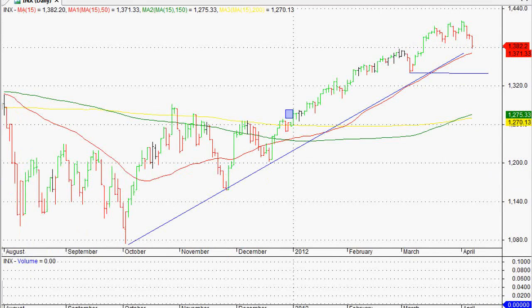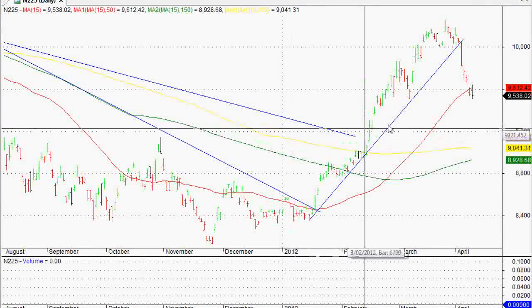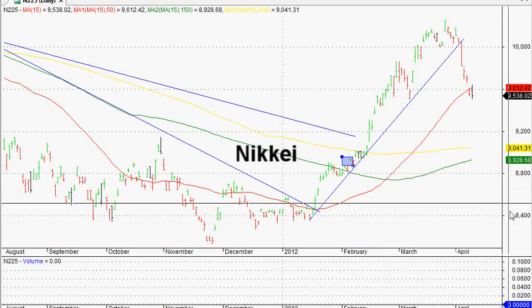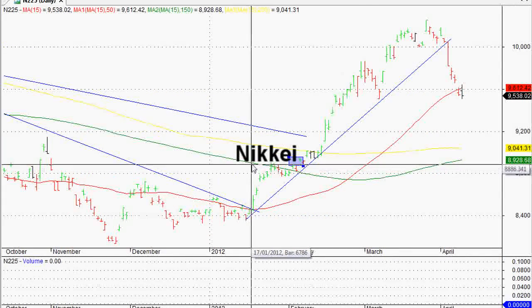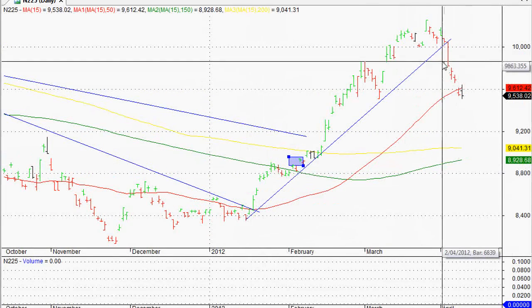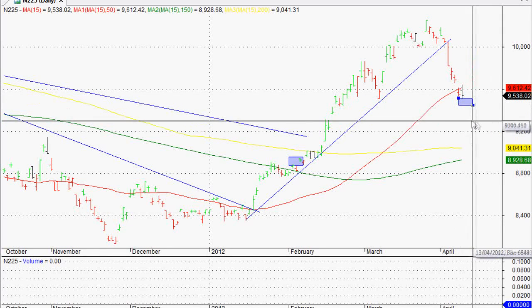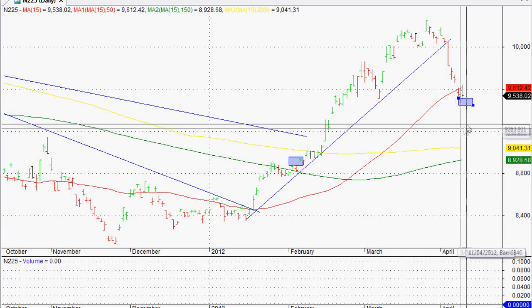And really quickly, what have we got next? Let's look at the Nikkei, because the Nikkei, again, called our short-term entry signal right there, and that was at around about 8,900, and currently we're at around 9,400. That would be a short-term exit signal for me.